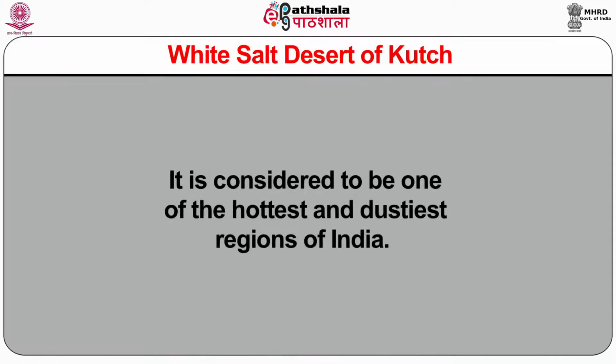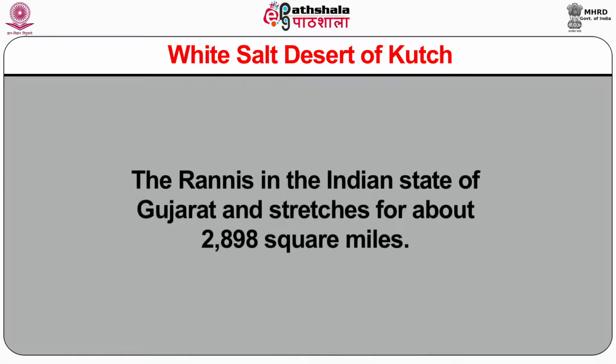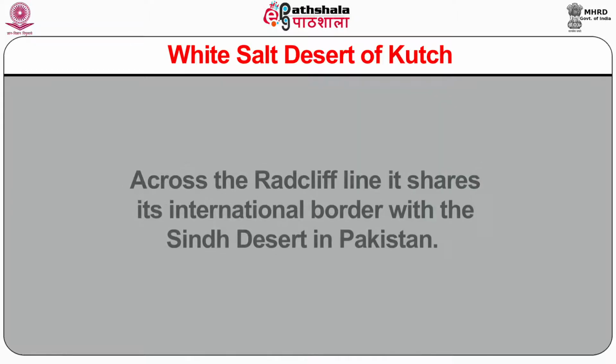It is considered to be one of the hottest and dustiest regions of India. It is known by many names such as the White Salt Desert of Kutch, the White Rann or Great Rann of Kutch. The Rann is in the Indian state of Gujarat and stretches for about 2898 square miles across the Tropic of Cancer line. It shares its international border with the Sindh Desert in Pakistan.